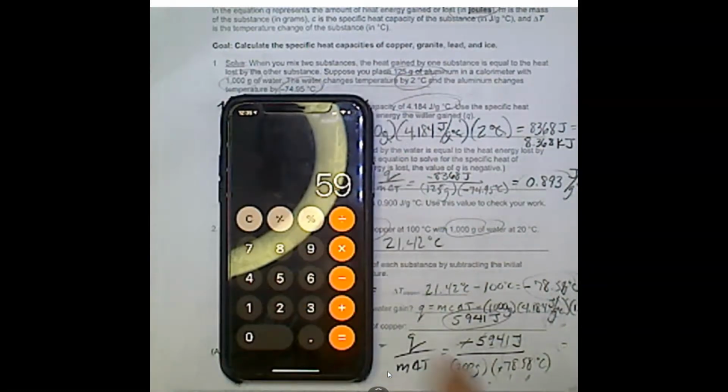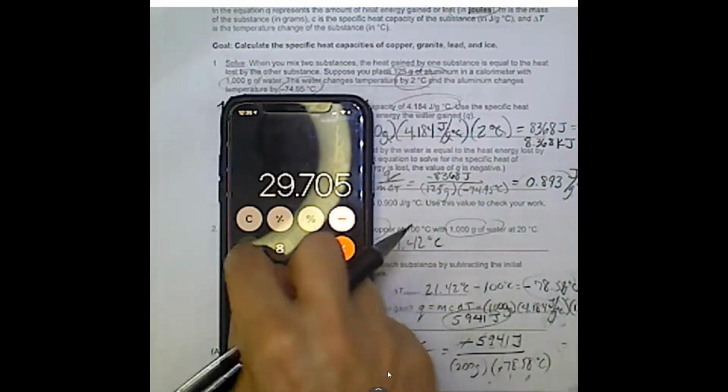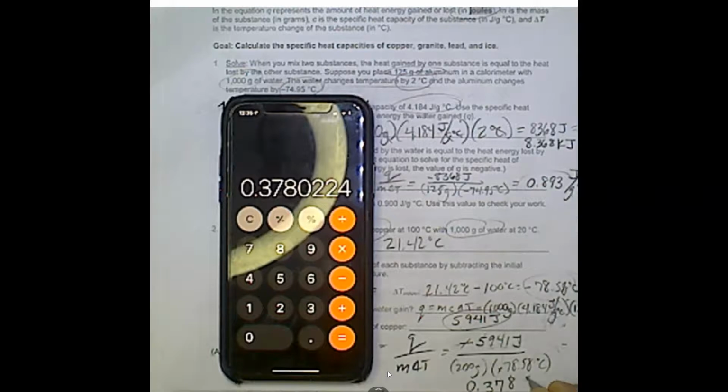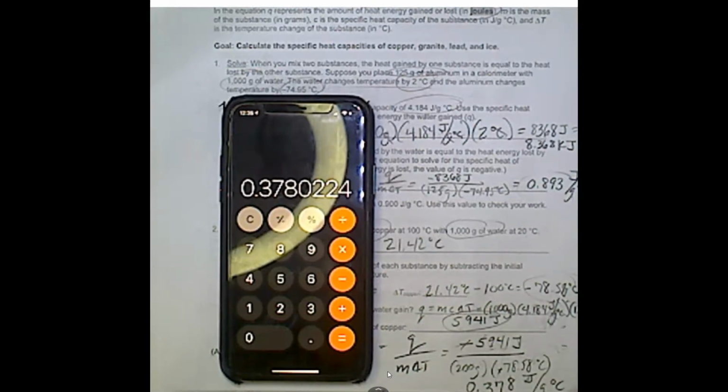I've got 5,941 divided by 200 divided by 78.58, and you get a solid 0.378 joules per gram degrees Celsius. I wonder if that's a reasonable answer. What's the specific heat? Let me ask Siri here.